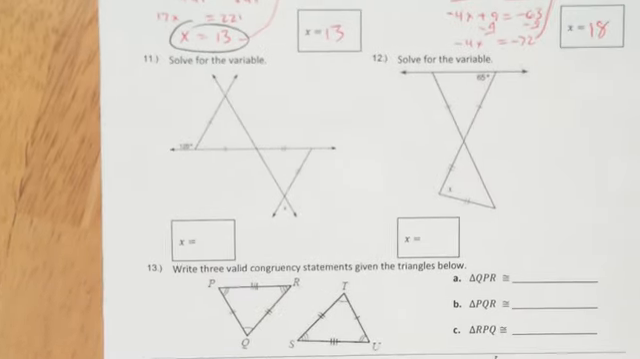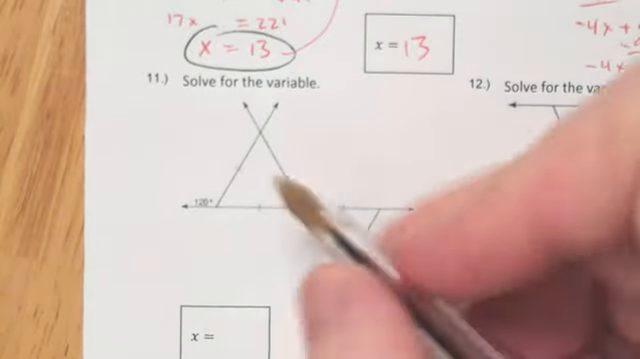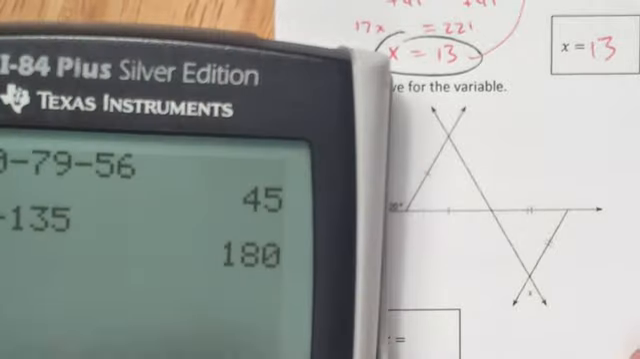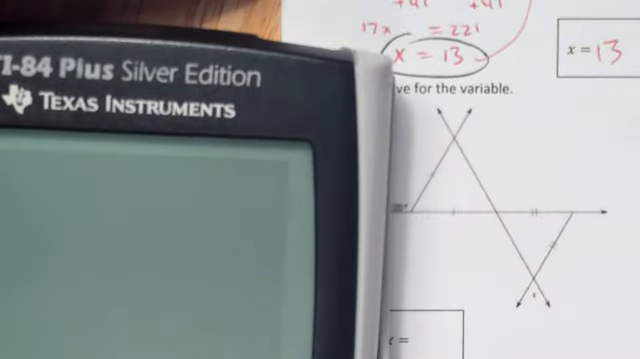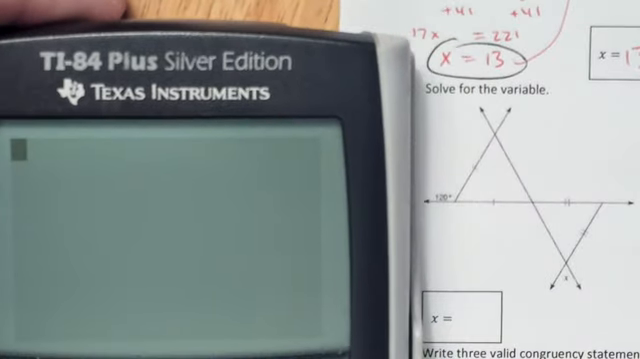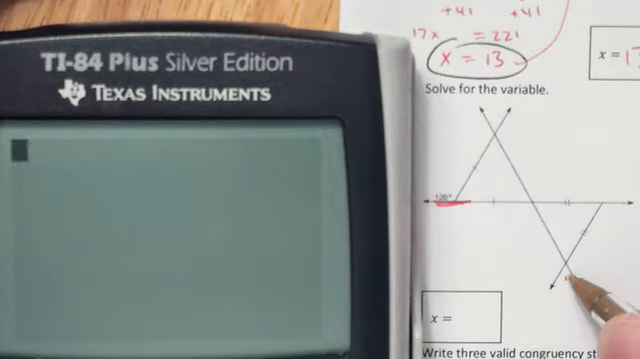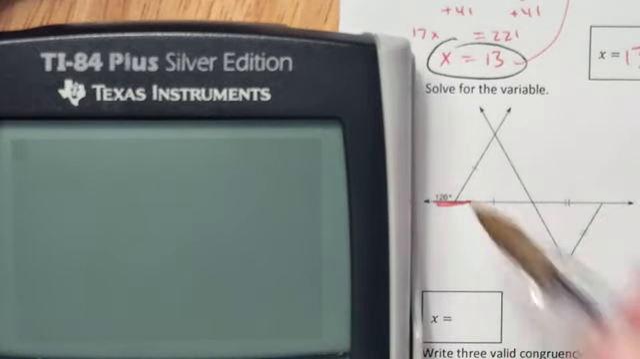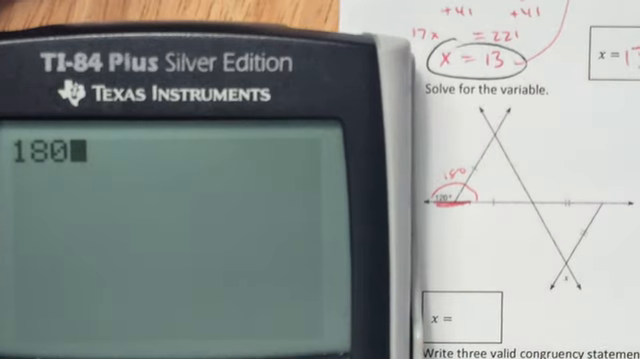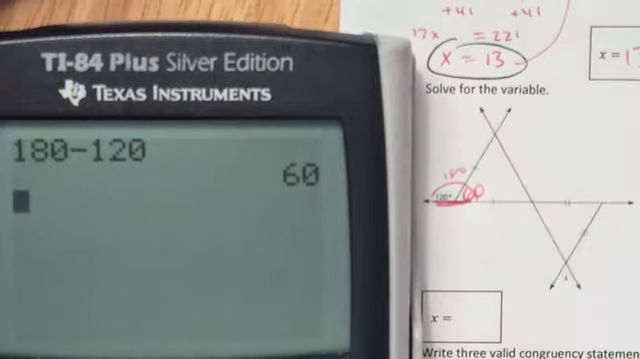Keep copying notes. All right, let's go to number 11. All right, so number 11 here. Okay, so I'm going to show more work than I need to so you can see what's going on in my head, so you can follow this pretty easily. So here we go. All right, so this right here makes a straight line. We're trying to get to the x over here. If this is 120, and they make 180 degrees right here, so 180, subtract that 120, this angle right here would have to be 60 degrees.